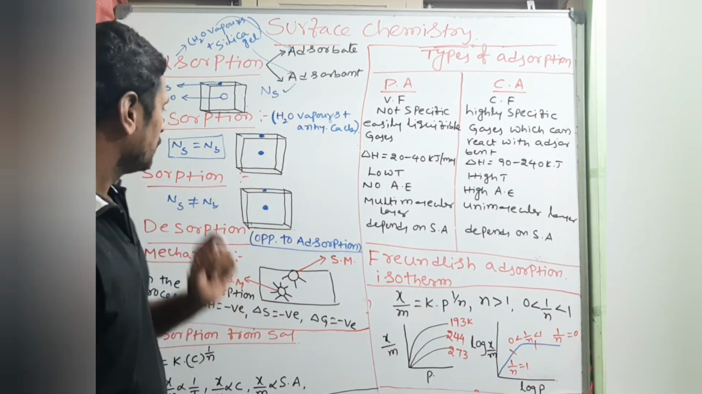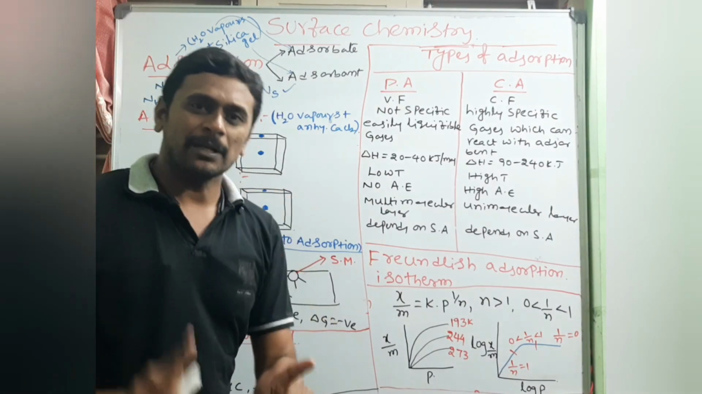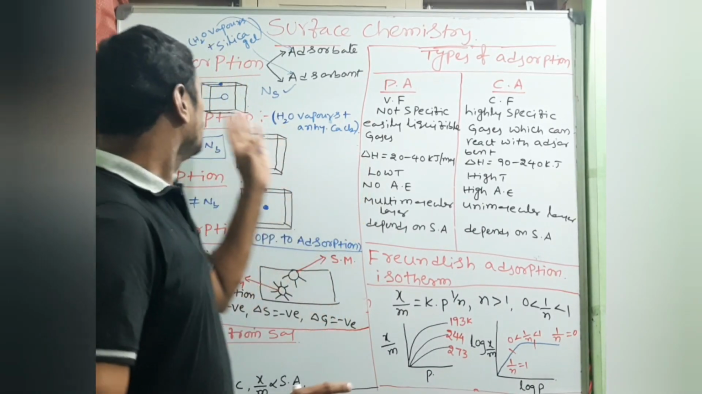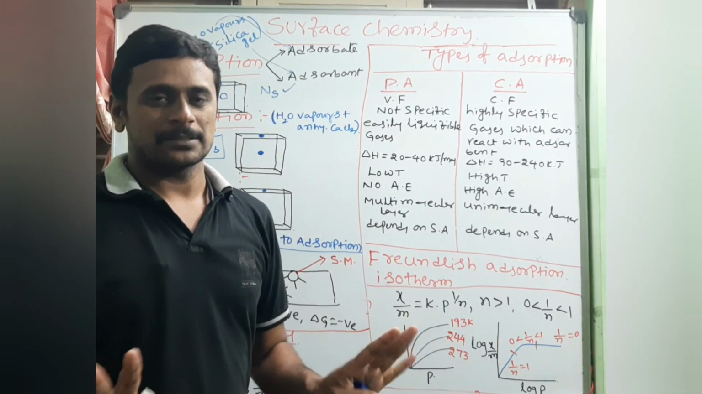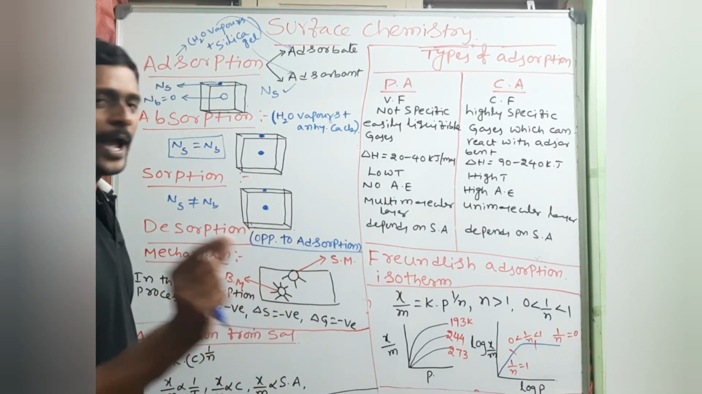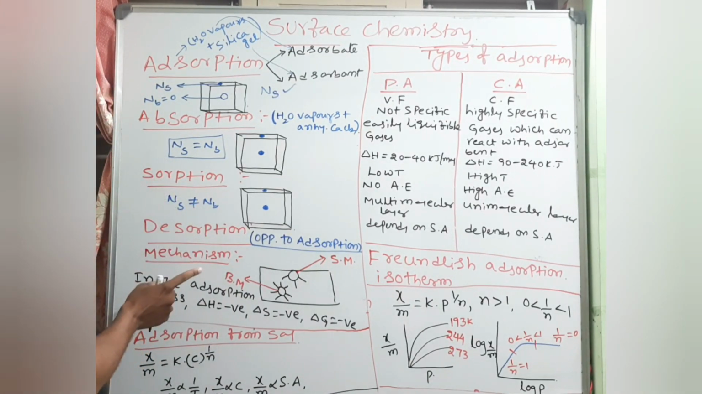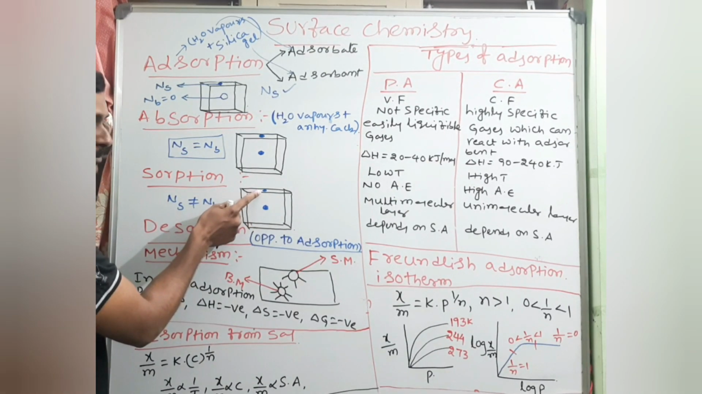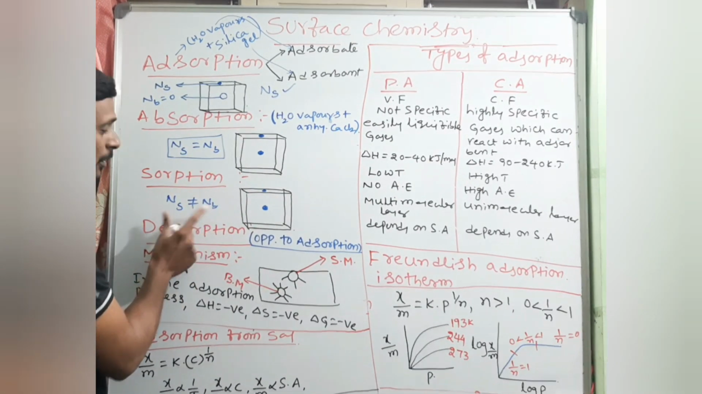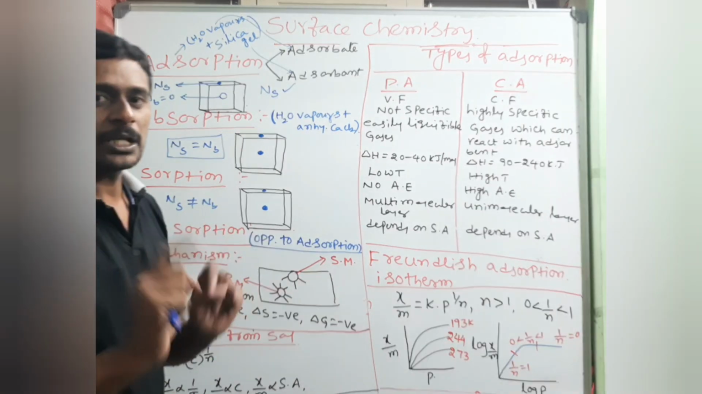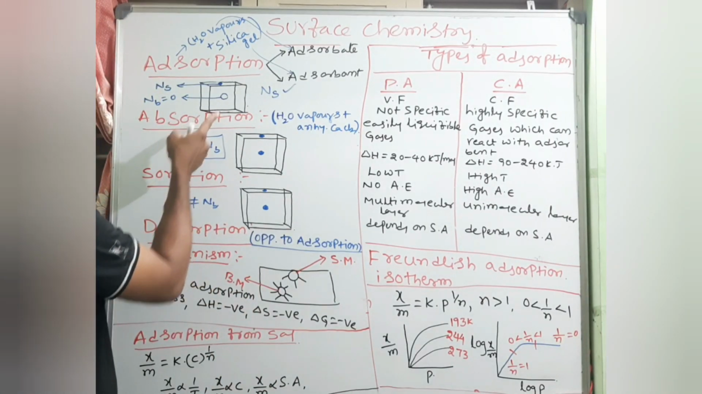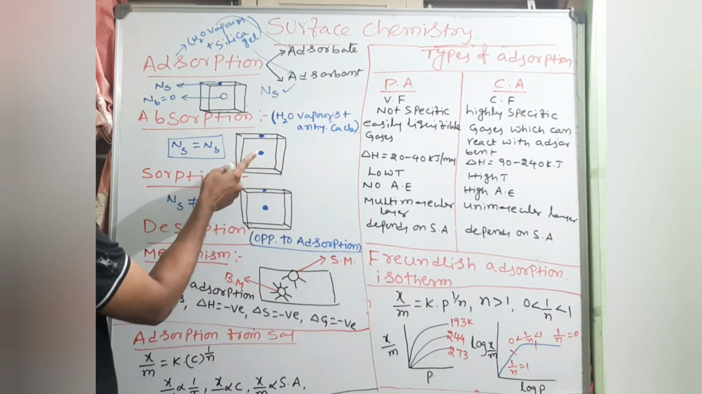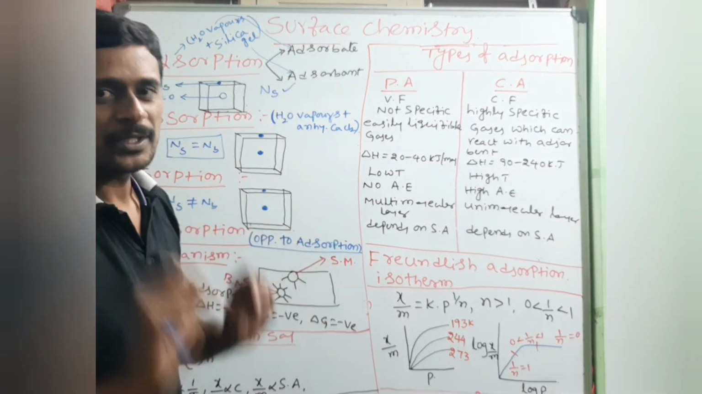Now coming to sorption. In sorption, both adsorption and absorption take place simultaneously. But you have to remember, in the sorption process, the molecules present inside the bulk medium and at the surface are not equal to each other. But in absorption, the surface molecules and bulk molecules are both the same.